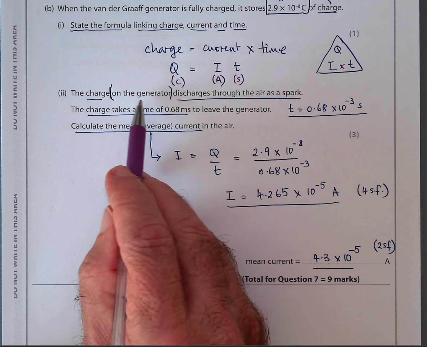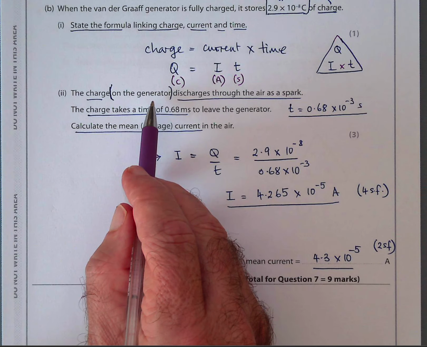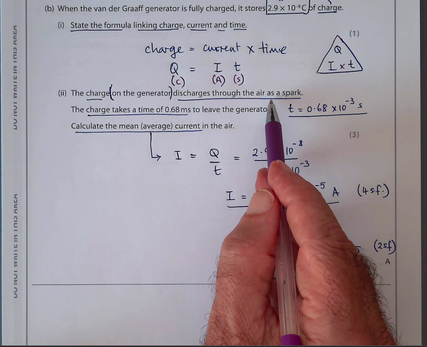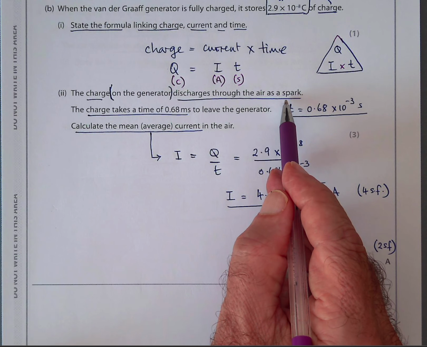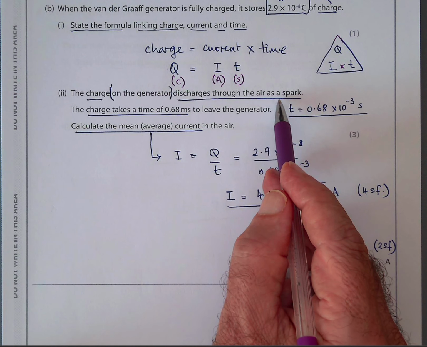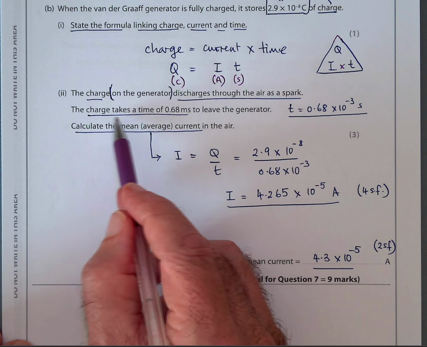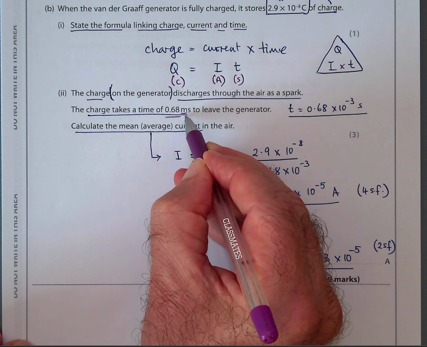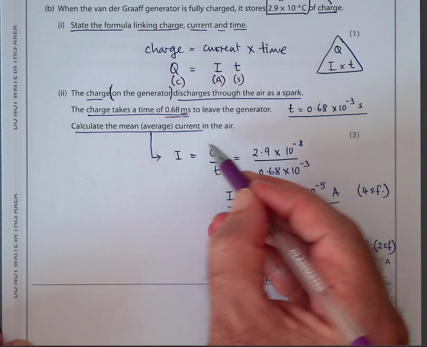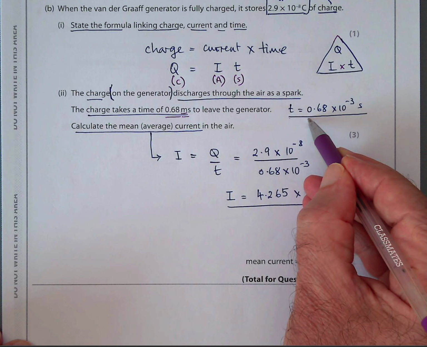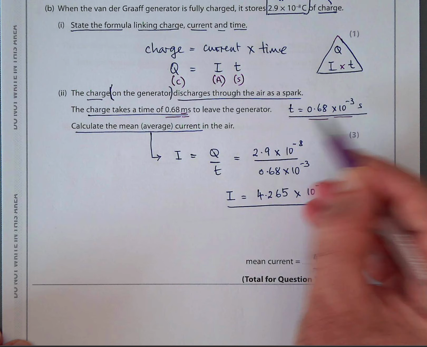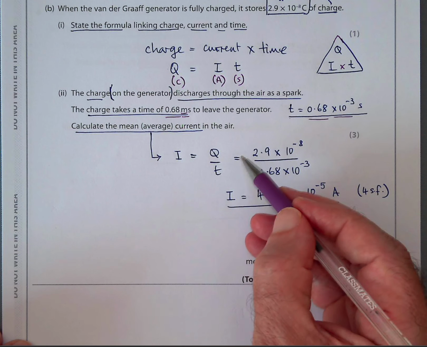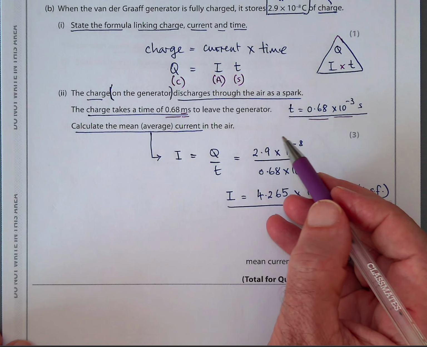The charge on the Van der Graaf generator they're talking about discharges through the air as a spark. So if there's a gap, it can jump across the gap as long as the voltage is high enough. Okay, that's what lightning is. So the charge takes a time of 0.68 milliseconds. So you already know what a millisecond is. It's a thousandth of a second. So t is 0.68 times 10 to the minus 3. Don't forget, it's already less than 1. Okay? If you're trying to move the decimal place forward, make sure you don't make a silly mistake.